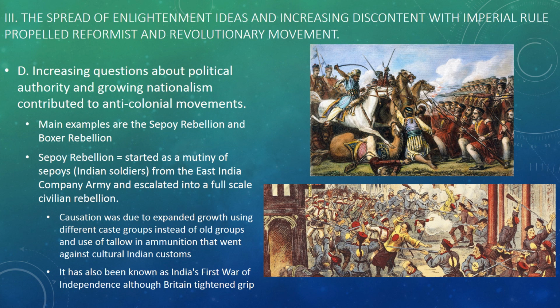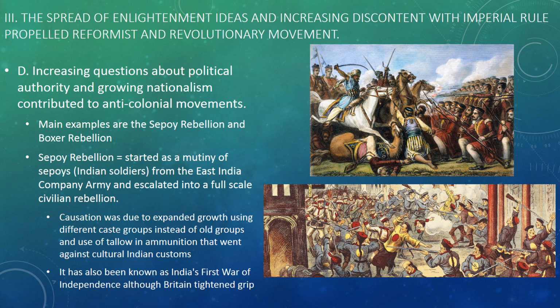And then we have, stemming off of 5.3 Roman numeral 3, you've got a discussion of the spread of Enlightenment ideas, once again causing discontent and leading to these movements. D looks at the increasing questions about political authority and growing nationalism, and all of that contributing to anti-colonial movements. And you've got many examples for this one as well. Two of the main ones are the Sepoy Rebellion and the Boxer Rebellion.